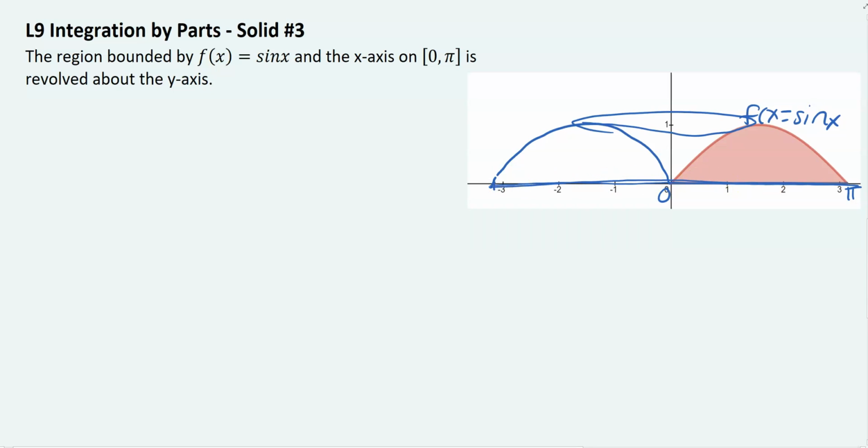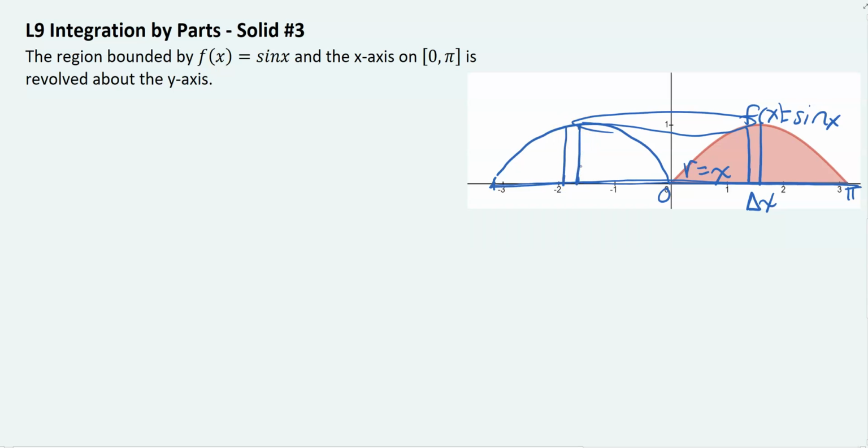Now, in this problem we are going to use volume by shell. So if I am taking one rectangular strip right there, the thickness would be delta x, the radius would be x, and the height of this would be f of x equal to sine x, right?